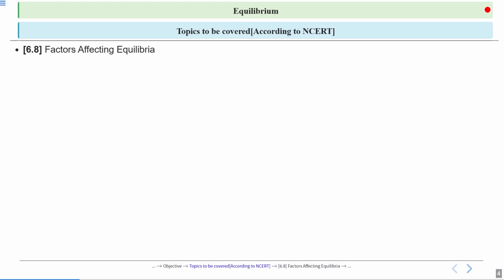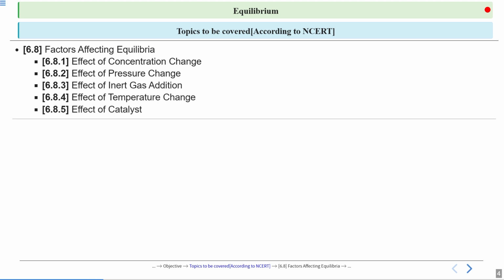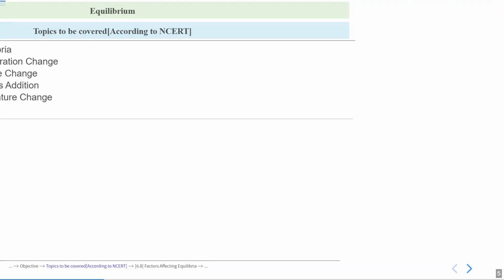If I talk about the specific topic of the NCERT that we are going to cover, we will cover the 6.8 section, in which we will cover factors affecting equilibrium, under which the factors will be the concentration, then we have pressure, inert gas addition, effect of temperature, and effect of catalyst.